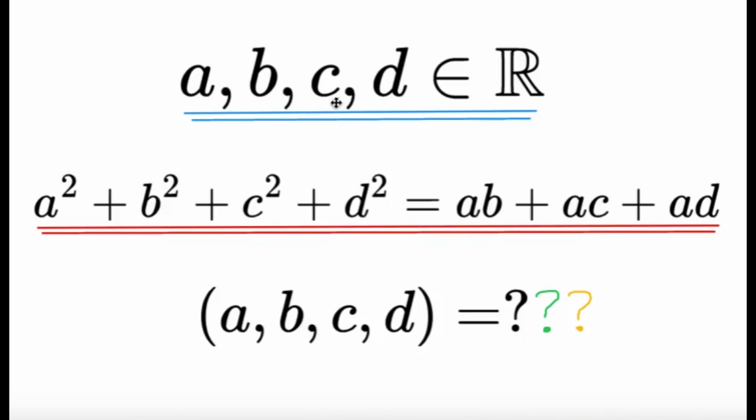Let a, b, c, and d be real numbers such that a squared plus b squared plus c squared plus d squared equals ab plus ac plus ad. Find all possible ordered four-tuples a, b, c, d.